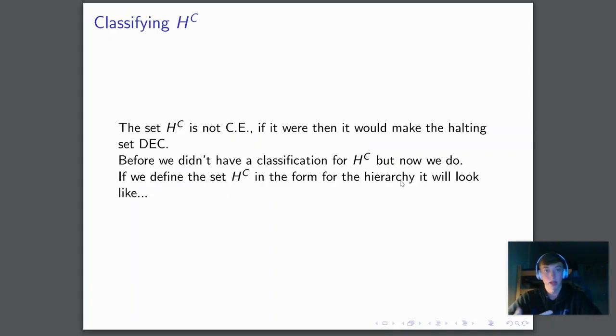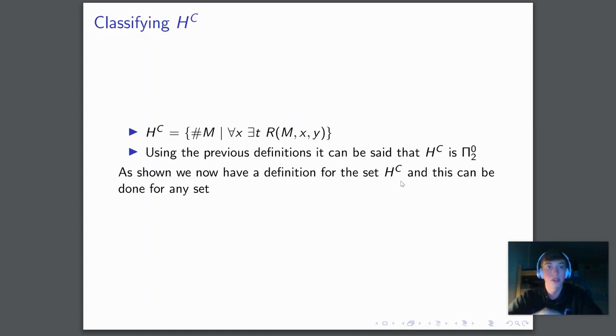The complement of the halting set is not computably enumerable, as we know, because if it was, then that would make the halting set decidable. But before, we just knew that the complement of this set, which would be a machine that halts in every single input in a given set, we weren't really sure where to place it because we didn't have a classification for this. But now we do, since we have the arithmetical hierarchy.